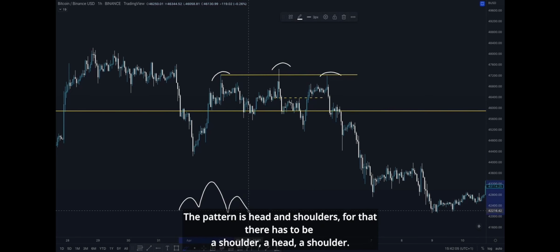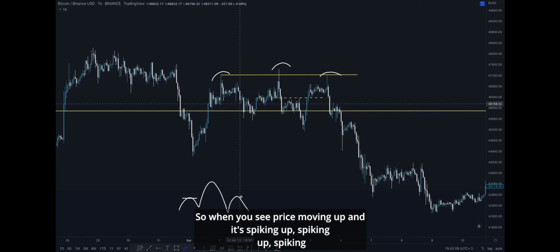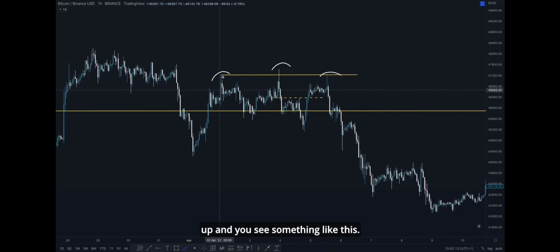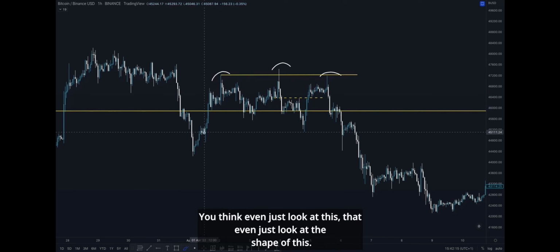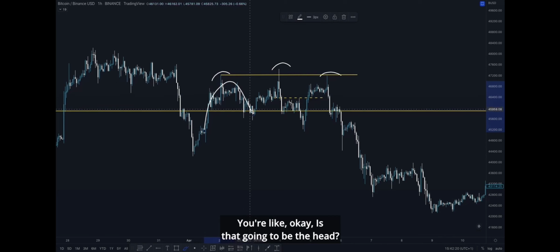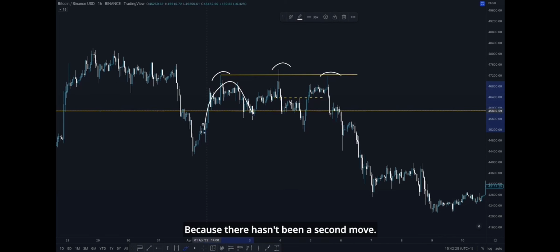The pattern is head and shoulders. For that, there has to be a shoulder, a head, a shoulder. So when you see price moving up, and it's spiking up, you see something like this, even just look at the shape of this. You're like, okay, is that going to be the head? Well, it looks more like a shoulder, doesn't it? Because there hasn't been a second move.